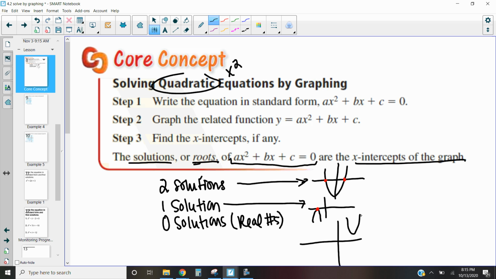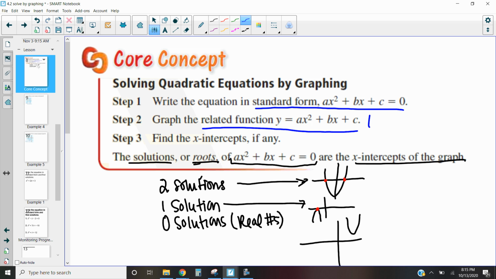So the way that we're going to follow through these steps is first we're going to follow these three steps. Step number one is to write the equation in standard form. So that's setting it equal to 0 and moving everything to one side. You can move it to whichever side you want, but that's the way we want to do it. Then we're going to graph the related function.